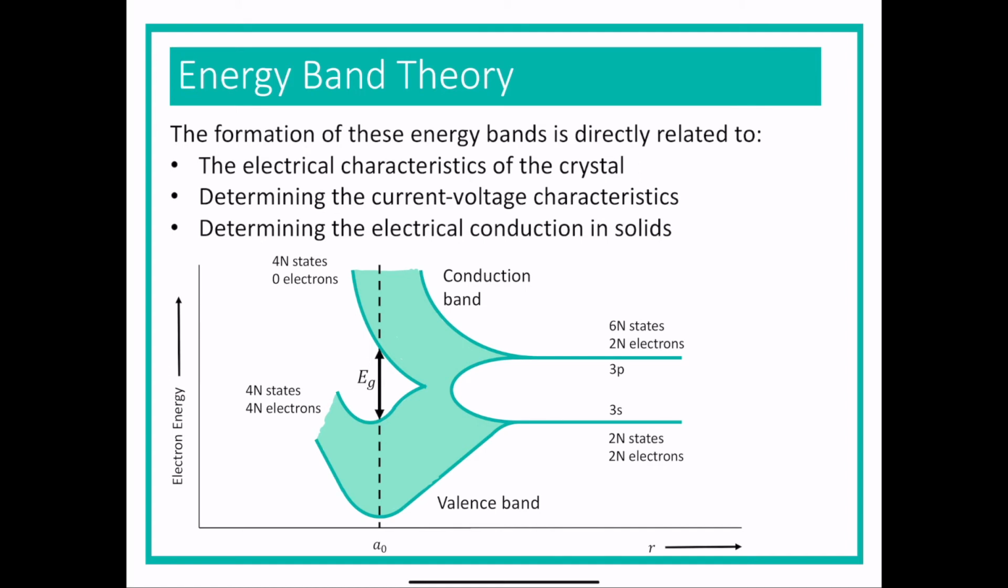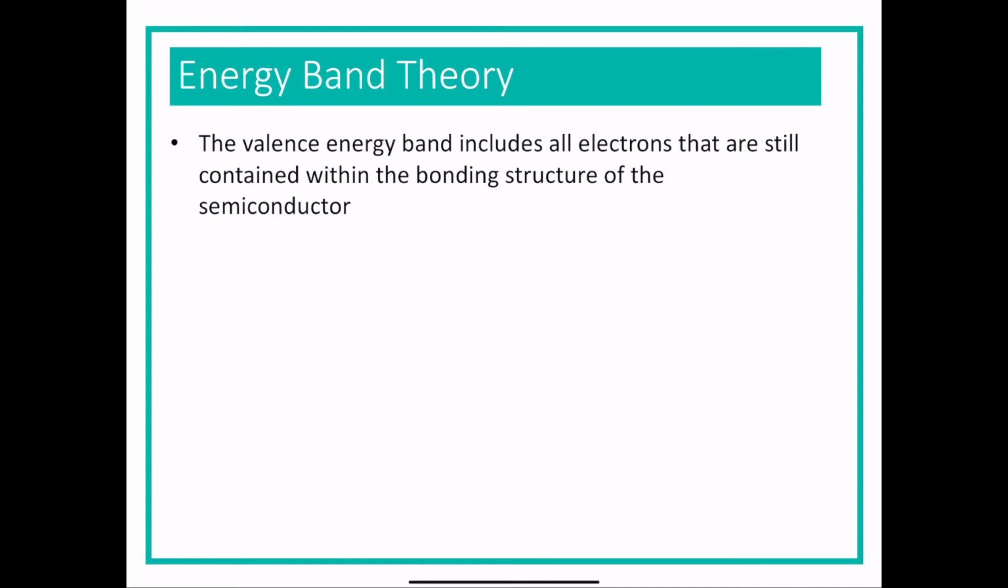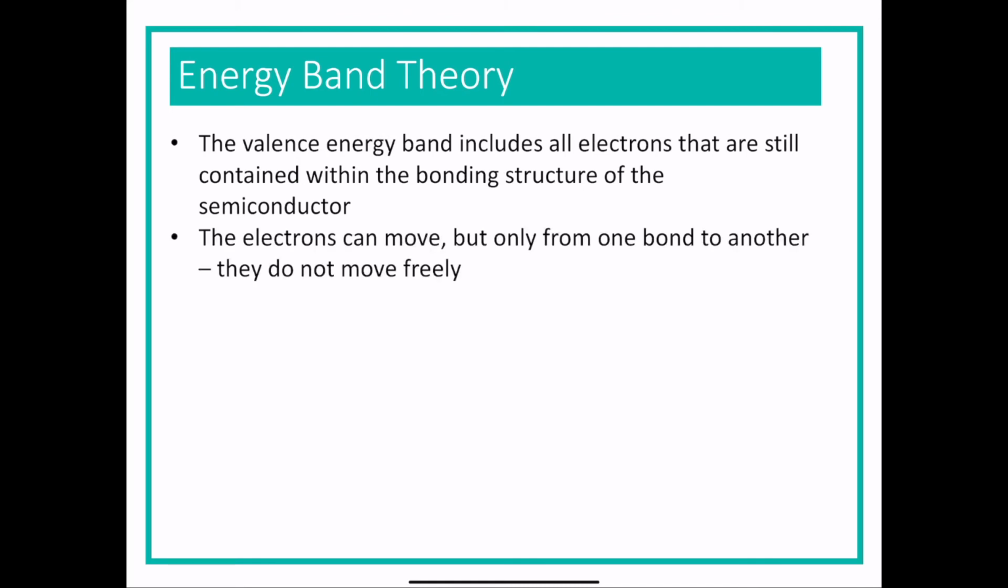As we move on, we're not going to look at this funky picture. We're going to settle it out and make it look a little more reasonable. But the valence energy band includes all the electrons that are still bound in the lattice structure. They're still part of the structure. They can move, but only from one bond to another. They can't move anywhere else. They can get enough energy to move just from one little bond to the other, but not much.